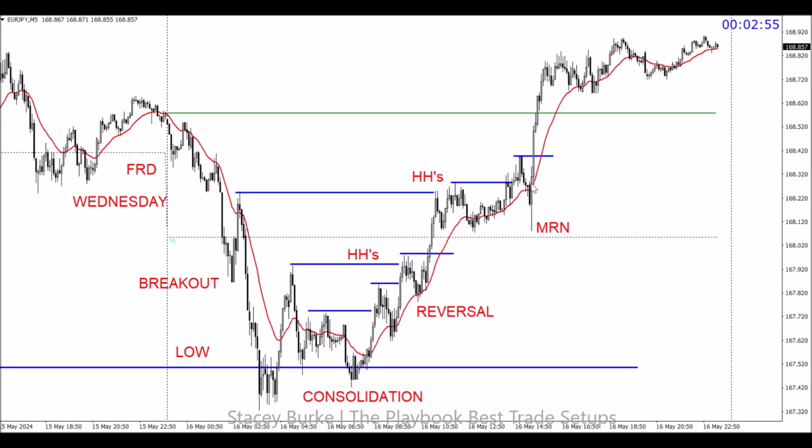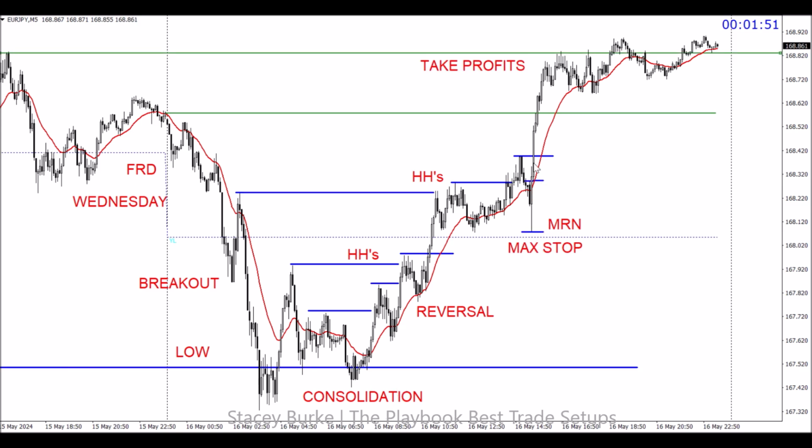We have an engulfment pin hammer 5 minutes after the major red news release. Once we're in the trade, our stop loss is placed, again, a max stop. Once this market goes parabolic, immediately I would be going to break even on this trade. We have a preset 50 pip profit target.